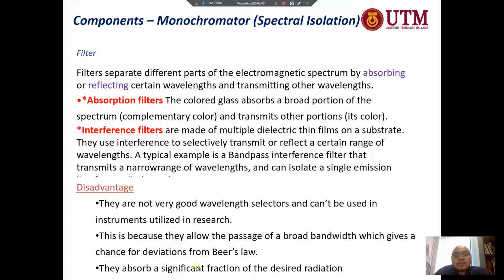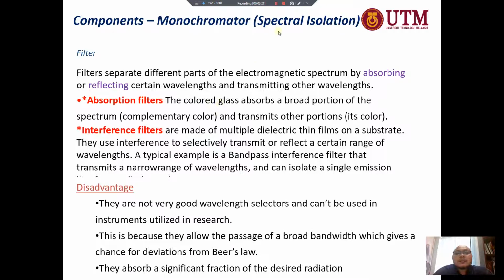And also they absorb a significant fraction of the desired radiation. It means the desired radiation is not really effective. It reduces the power of radiation significantly, so it is not effectively absorbed by or reacting with our absorber or analyte of interest. So this kind of question can be asked: please describe the disadvantage of the filter as the monochromator compared to the others.